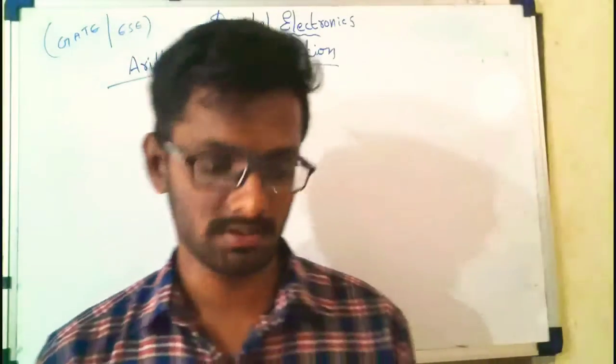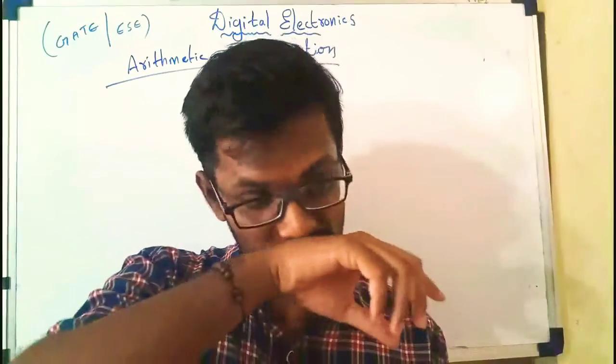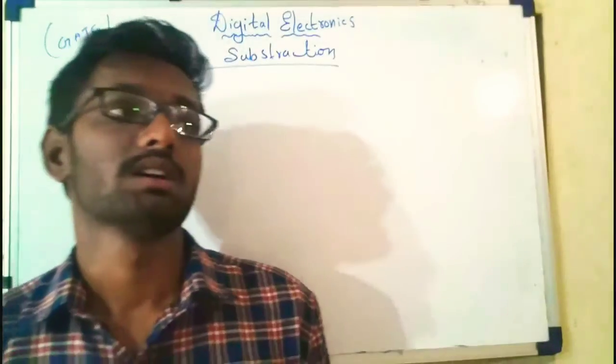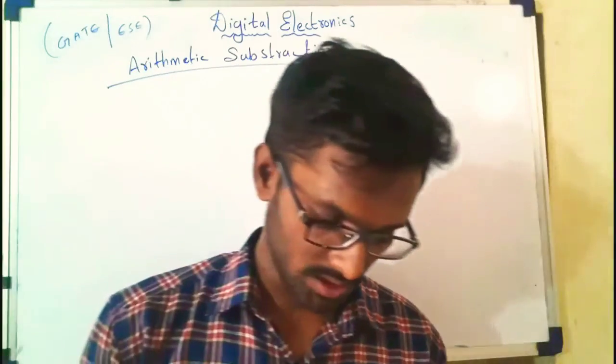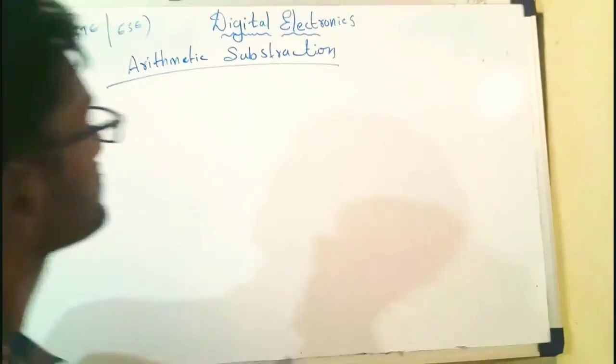Hello friends, in this class we will see the representation of signed arithmetic numbers. Generally, we will represent a normal number in terms of positive and negative number. We didn't see this till now. Now we will see the signed representations. Generally, there are three signed representations.